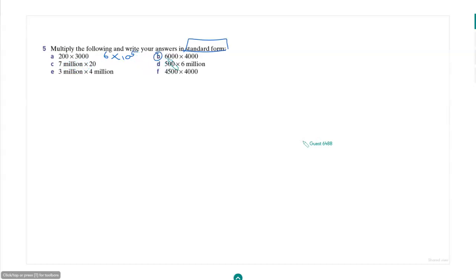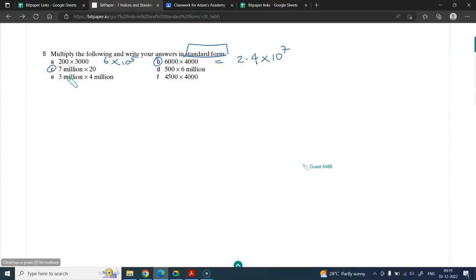Then, this one. 6,000 times 4,000. 2.4 times 10 to the power of 7. Yes. Then, 7 million times 20. 1.4 times 10 to the power of 11. 40 million. 10 to the power 11.